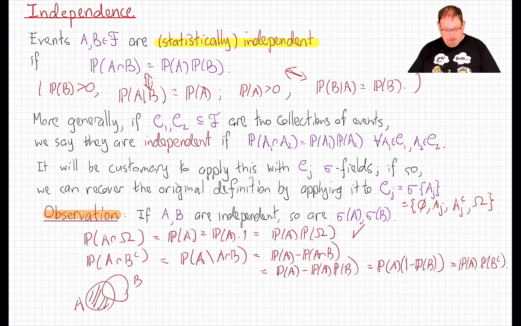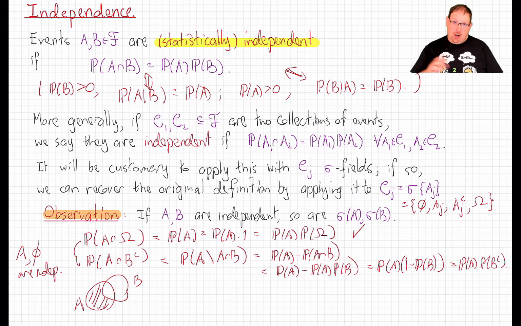In particular, putting these two together shows us that A and the empty set are independent, since the empty set is the complement of the whole space. And now we can run through the same, holding B fixed and varying A if we like, but we'll get the same result. So independence has nice functorial properties transferring to sigma fields, at least the sigma field generated by a single event. In a few minutes, we'll see how we can generalize this to sigma fields generated by larger classes under the right conditions.